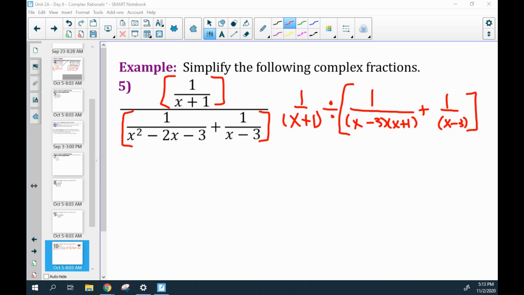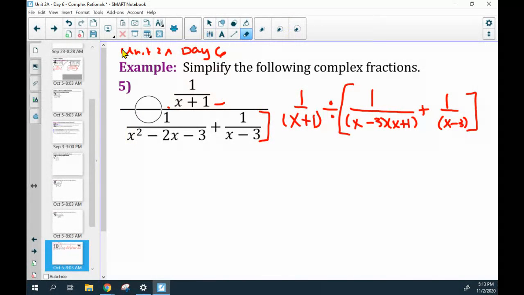Okay, guys, I have a problem here that I'm going to do as an extra example from our Unit 2, Day 6 for complex fractions. So before I wrote on this, I wanted you to see what we have here.